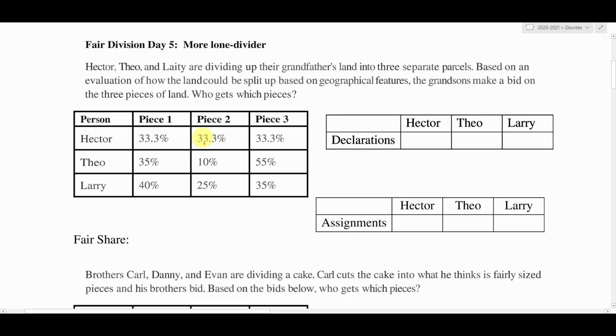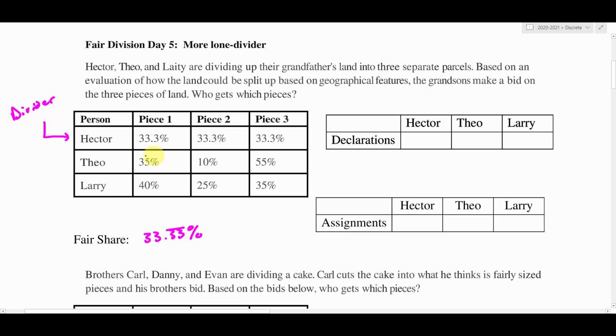We can tell from the evaluations that Hector was the divider, because all three of Hector's pieces are exactly the same. So obviously Hector was selected to be the divider here, which means Theo and Leti are the choosers. They're going to go through and make declarations. Once we can see their evaluations, we can see which pieces they would be okay with. If we're dividing amongst three people, a fair share would be 1/3 or 33.33%. Anything that's 33.3% or more, they would be okay with.